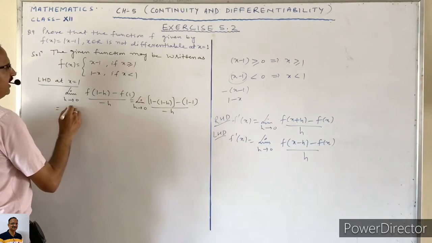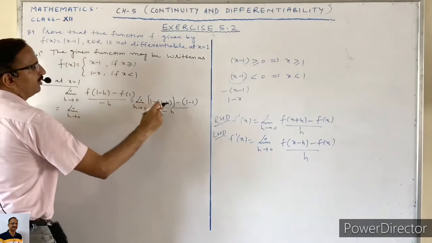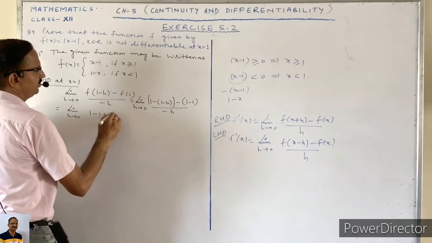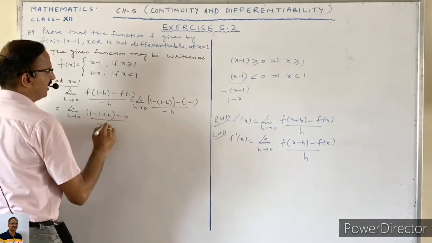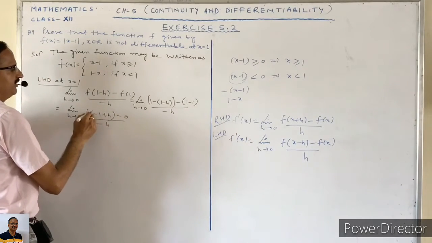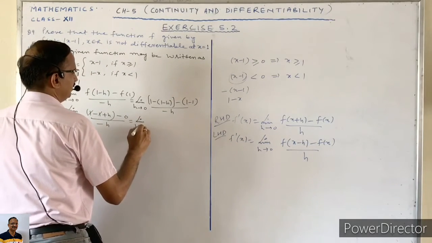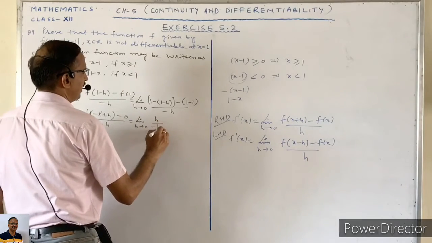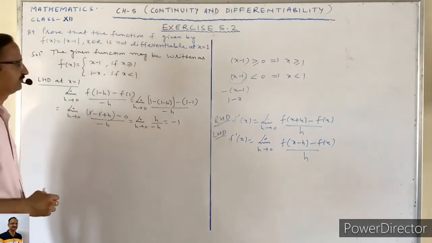So finally we will get limit h tends to 0. When we open this bracket, we will get 1 minus 1 plus h, and this is 0, by minus h. 1 and minus 1 will cancel and we will get limit h tends to 0, this is h and this is minus h. So finally we will get minus 1.